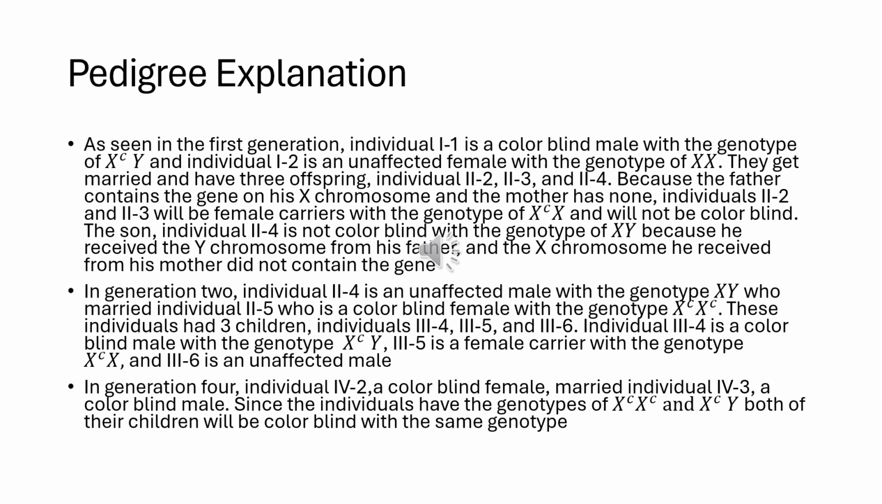Looking at generation 4, individual 2, the 2 individuals have the genotypes X^C Y and X^C X^C. In this case, both of their children are going to be colorblind and have the same genotypes as their parents, who are also colorblind.